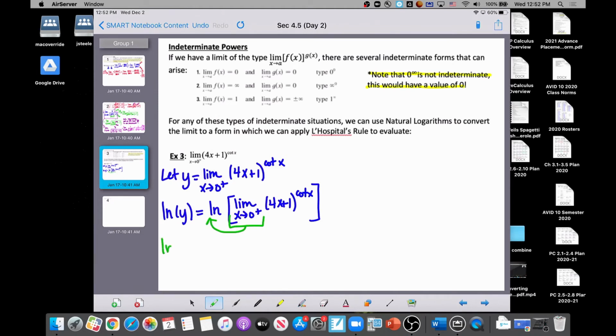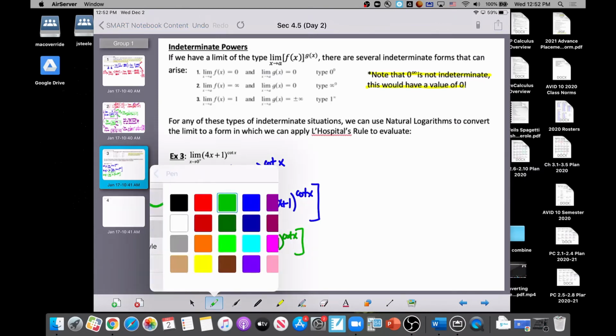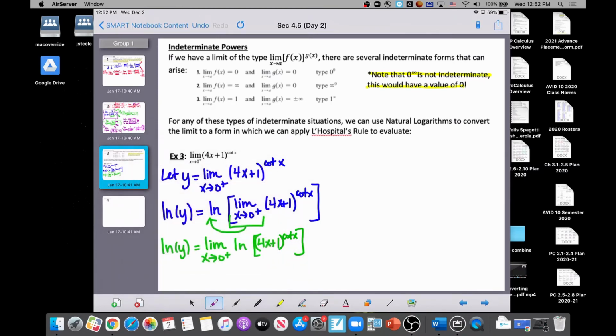So then we're going to have natural log of y is equal to the limit as x approaches 0 from the right of the natural log of (4x plus 1) to the cotangent x power. And then our next step is going to be to use the laws of logs to bring that exponent down in the front, right? So then we can take this cotangent x exponent and we can move that down in front of the natural log.